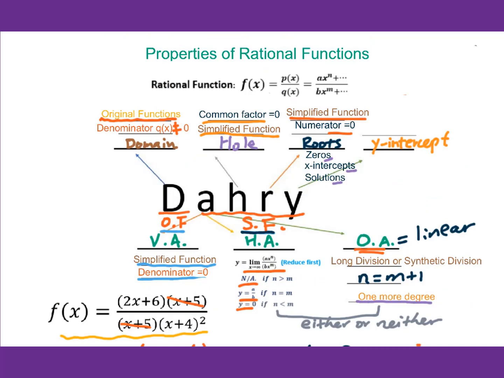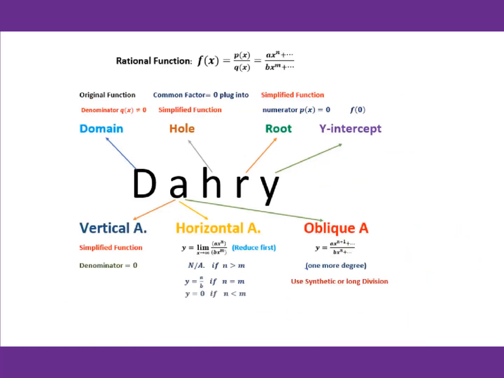Now let's go to the last one, y-intercept. Just remember f of 0. Make all x into 0, then plug in. That's all. This is a very nice diagram for you to remember the properties of rational functions. We call this DARHY. As long as you can remember this diagram for rational functions, no problem then.